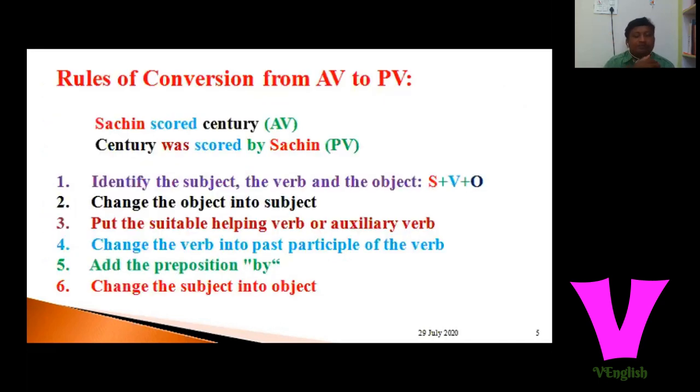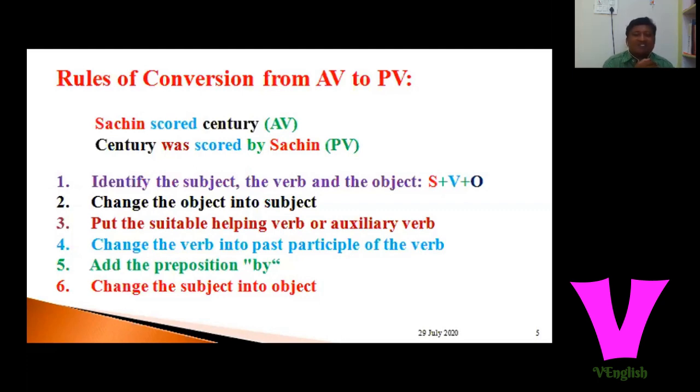Next. Then, how do we convert a sentence from active voice? Here, AV means active voice, PV means passive voice. What rules have to be followed when we convert a sentence from AV to PV? Okay, to know the rules, just observe one more example. Sachin scored century.